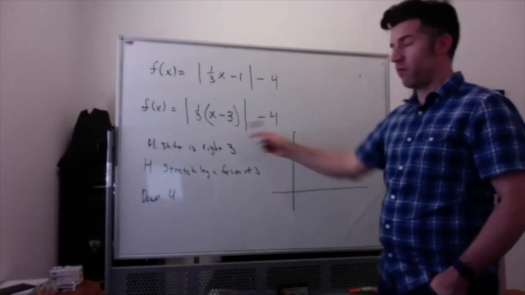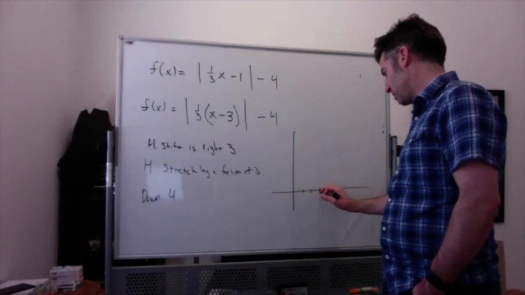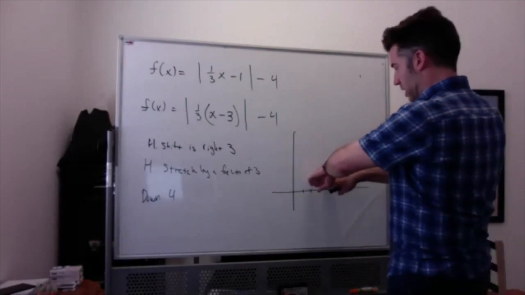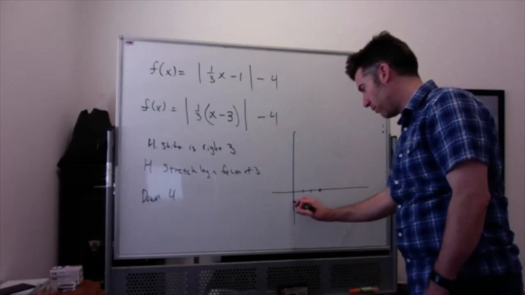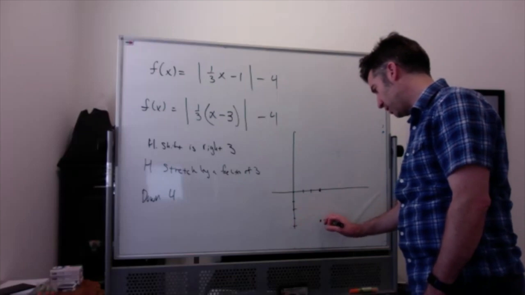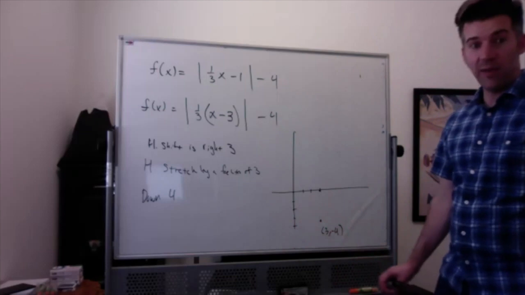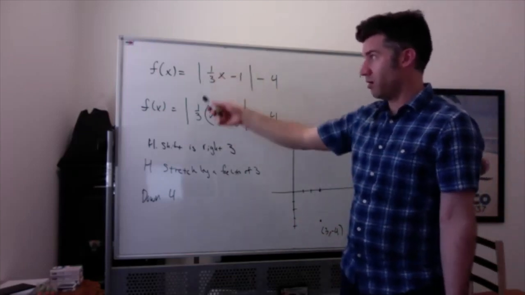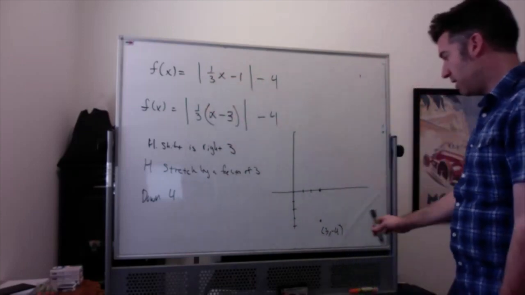I know I moved over 3. So instead of having the point 0, 0, I have the point 3, 0. So it would have been like that. Then I stretched it out so it's flatter, and then I moved it down 4. So the vertex, which is what I'm really thinking about, is down here at the point 3, negative 4. And we can see that if I plug in 3 for x, I get 0 here, here or here, and then 0 minus 4 is negative 4. And then it's going to go up like that.